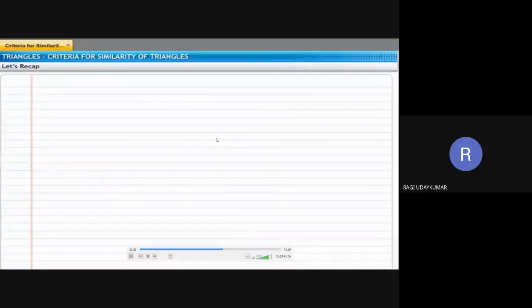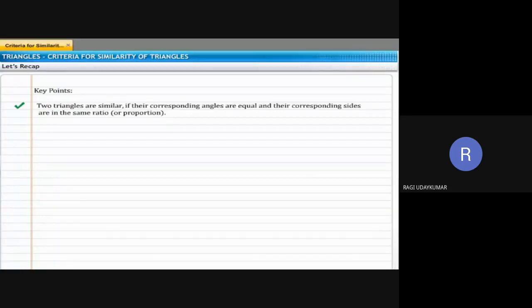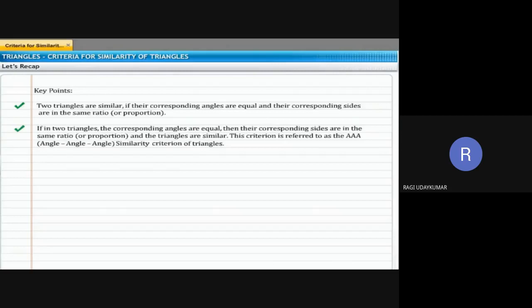So let us see here the similarity of triangles, the main points we have discussed, and then afterwards we'll close. Two triangles are similar if their corresponding angles are equal and their corresponding sides are in proportion. The original definition of similarity is this one: angles should be equal and the sides should be proportional. The angle criterion says that if the three angles of one triangle are equal to the three angles of another triangle, then it is said to be the AAA similarity criterion.